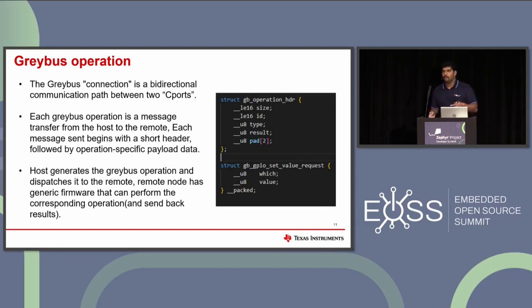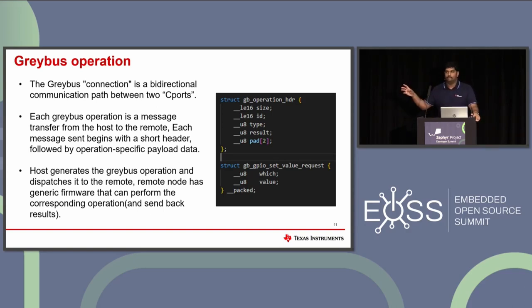You can think of each Greybus transaction as an operation, and all these operations have a short header, then a variable length payload. This payload depends on the particular operation. In the earlier case, we talked about toggling a GPIO. The Greybus operation packet for toggling a GPIO has an operation header with fields like size and ID, and an important field called type. The field type is how the particular handler is called.